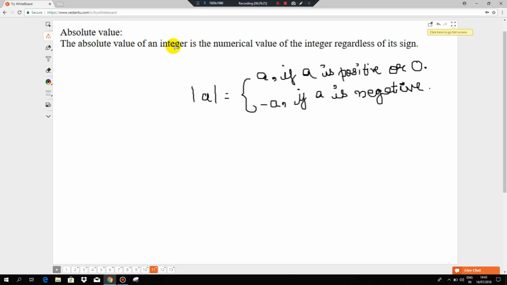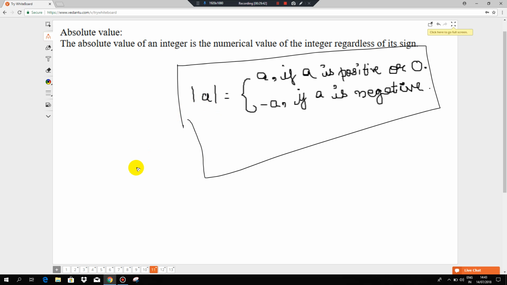See, the absolute value of an integer is the numerical value of the integer regardless of its sign. Absolute value means the numerical value of an integer, right? Like the example here, see this. If a is an integer, this is the sign of absolute value, equal to, and how to find the value they have also written: the absolute value of a is a if a is positive or 0. If a positive number comes in place of a, we write the same number only. If 0 comes, we write the same number 0 only, right?